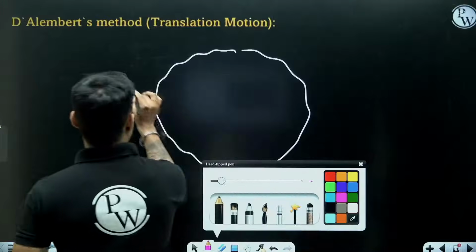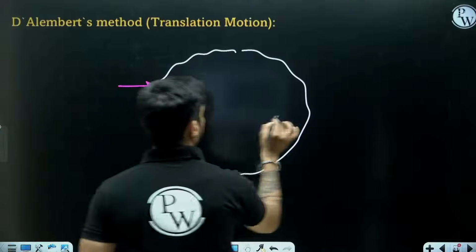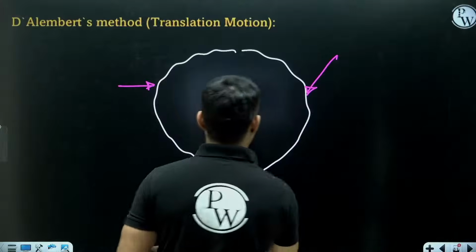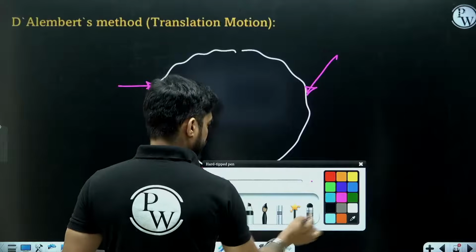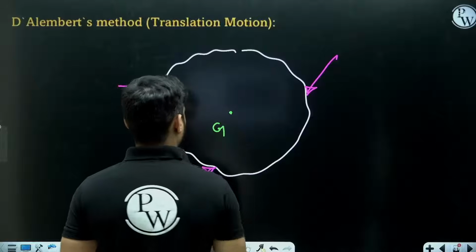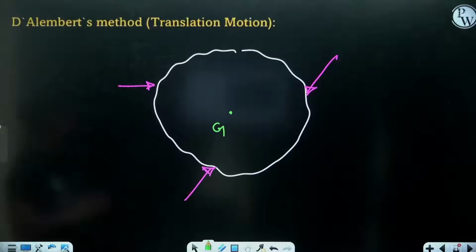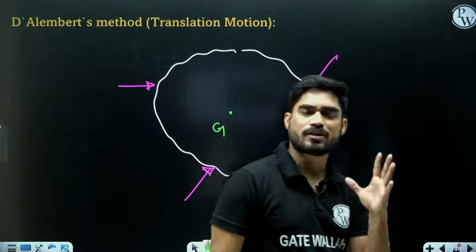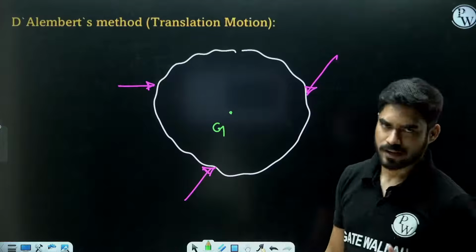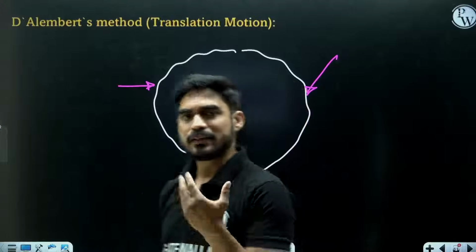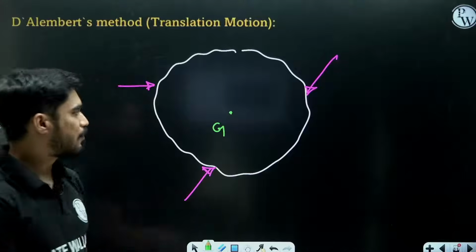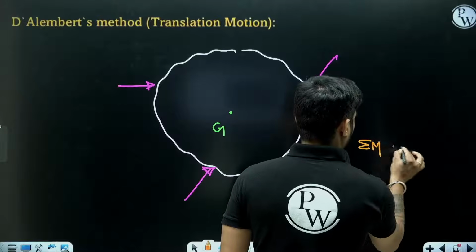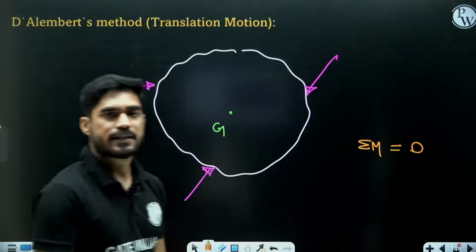See, let's say the body is subjected to different forces, and this is the center of gravity. If you are applying only summation of Fx equals 0, summation of Fy equals 0 types of equations, then you don't have to worry. But if you apply summation of M equals 0, then there will be a problem. Understand why.